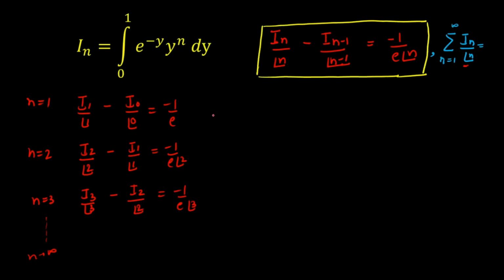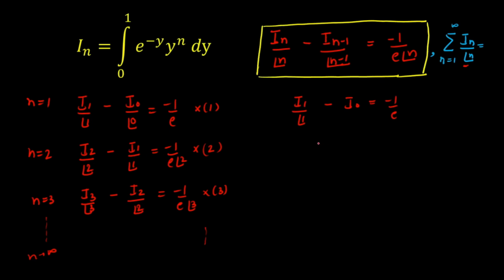In order to get the desired sum, I'll do one thing here. I'll multiply the first equation by 1. I'll multiply the second equation by 2. Similarly, third equation by 3, and so on. It goes on. So if I multiply this by 1, I'll get I of 1 by 1 factorial minus I naught, where 0 factorial is 1. It is equal to minus 1 by e.